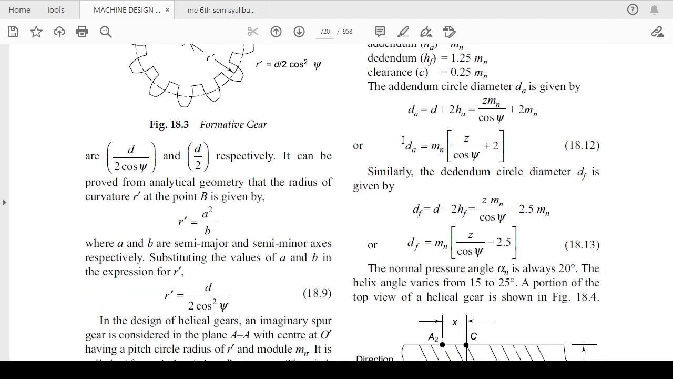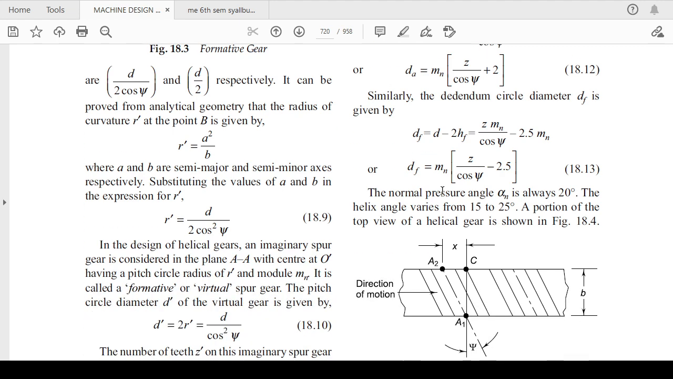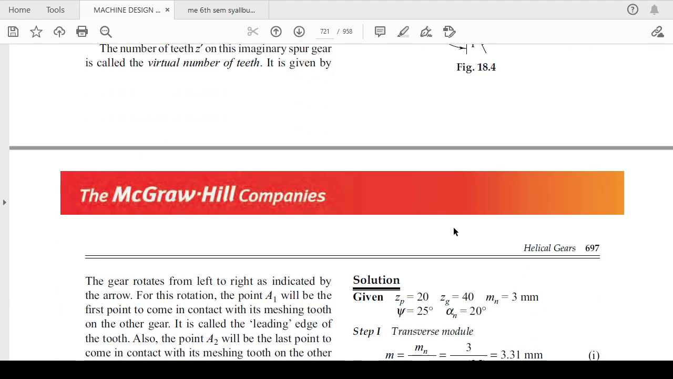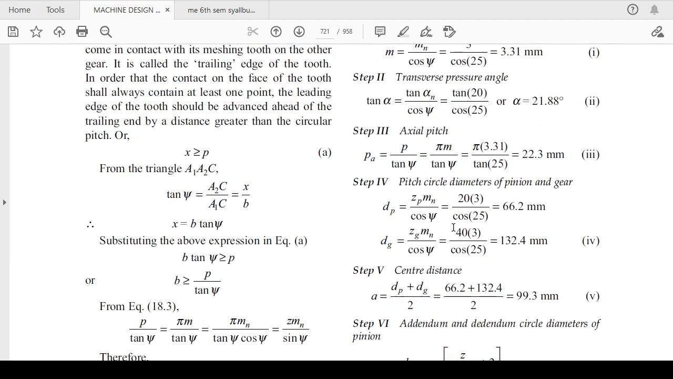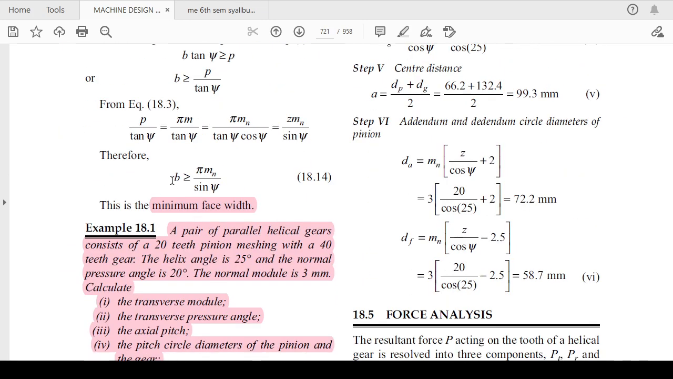Okay, then this is the addendum circle diameter. Similarly you can calculate all these values. And what is the minimum face width? It should always be greater than pi mn by sin psi. This is the minimum face width.